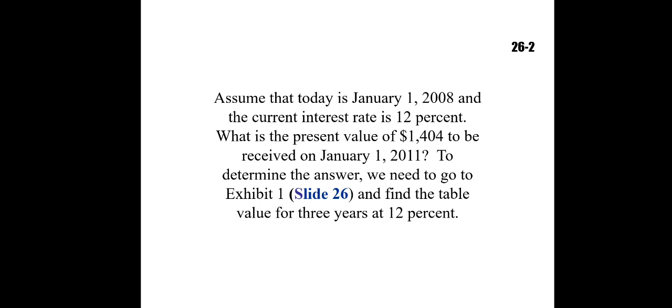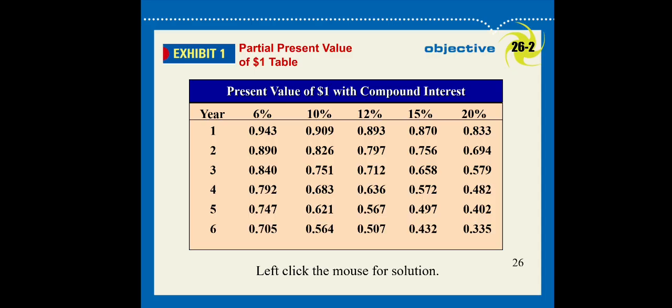Something about the present value is you can use the present value table if you want to calculate the present value of a future value. This is the present value table. You see in the first column, that is the year: year 1, year 2, year 3, year 4, year 5, year 6. And then in the second, third, fourth, fifth, and sixth columns, that is the interest rate.